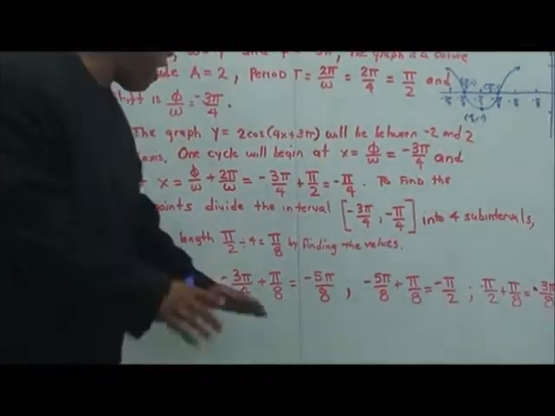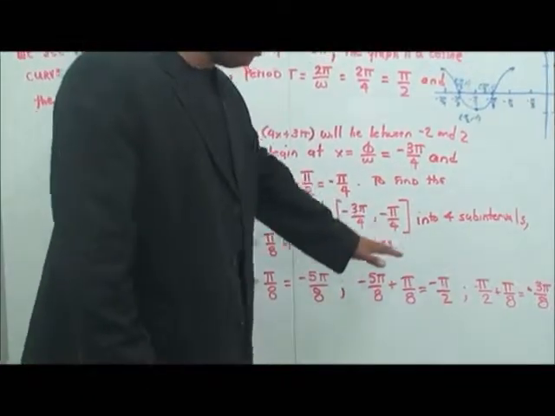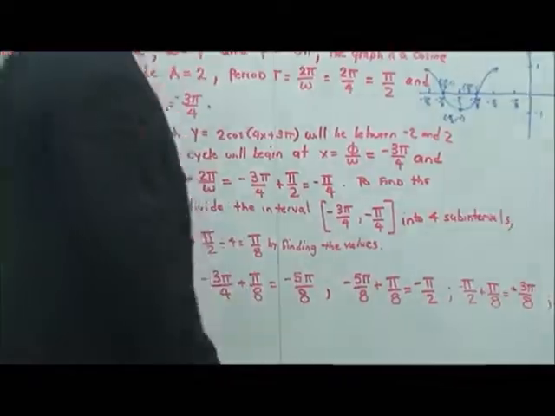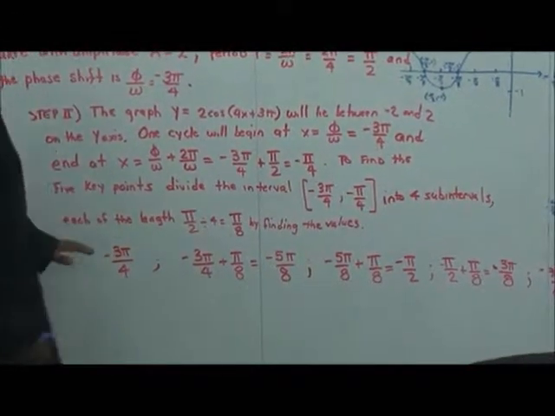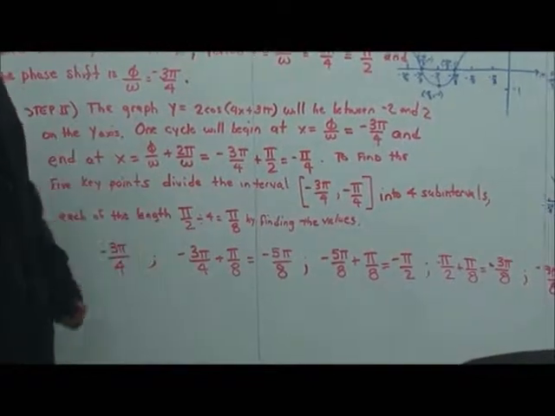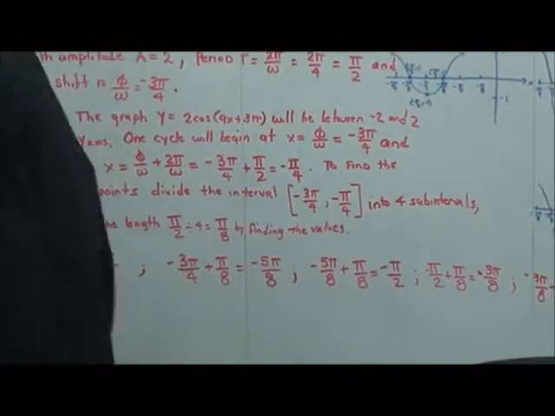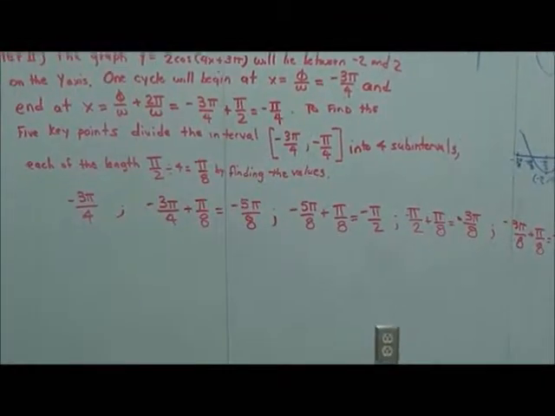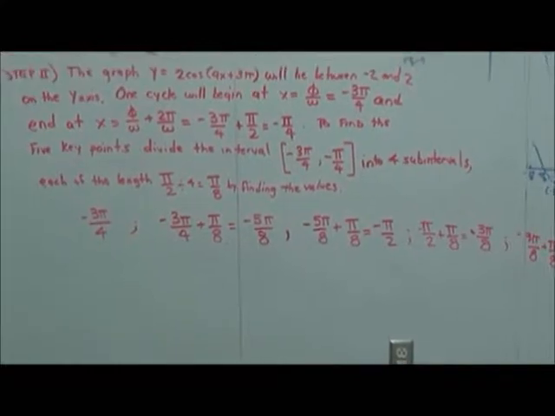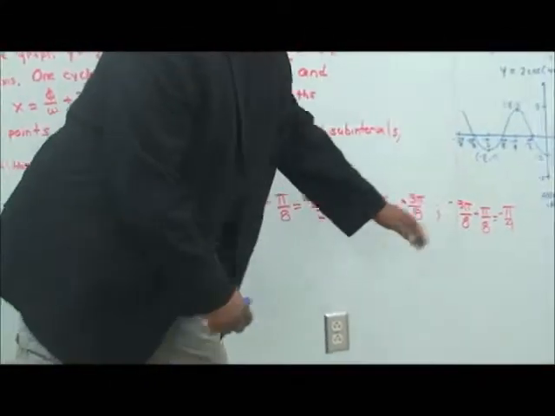So to find the 5 key points within these intervals, we want to divide them into 4 sub-intervals, each with a length of pi over 2 divided by 4, which is pi over 8. These are the x-coordinates: first x-coordinate, second one, third one, fourth one, and fifth one.